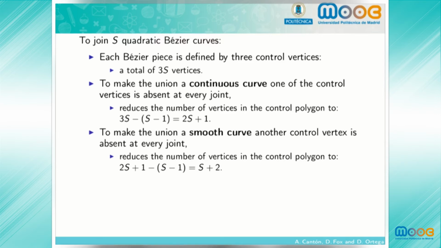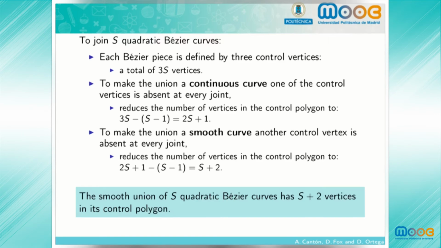Also, if we want to make the union a smooth curve, again another control vertex is not free to be moved in the join. Its position is forced by other control vertices, and this reduces the number of vertices in the control polygon by S minus 1. So now we have to subtract this number from 2S plus 1 and we get S plus 2.